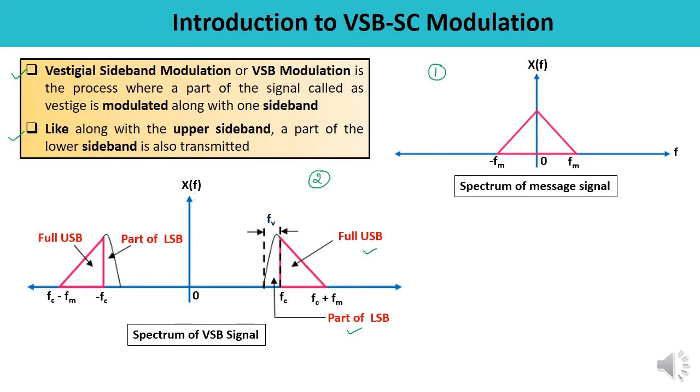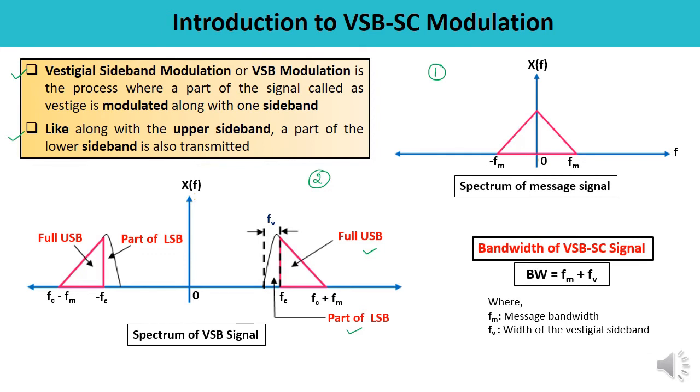If you need to calculate the bandwidth requirement in the case of the vestigial sideband, you can calculate it very easily. In the case of SSB-SC, the bandwidth required was fm only, but here along with one sideband, the vestigial portion is also transmitted. So what is the bandwidth? That is the sum of fm plus fv. fm is the message bandwidth and fv is the width of the vestigial sideband. So you can say the bandwidth requirement for VSB is more than single sideband, but less than double sideband.